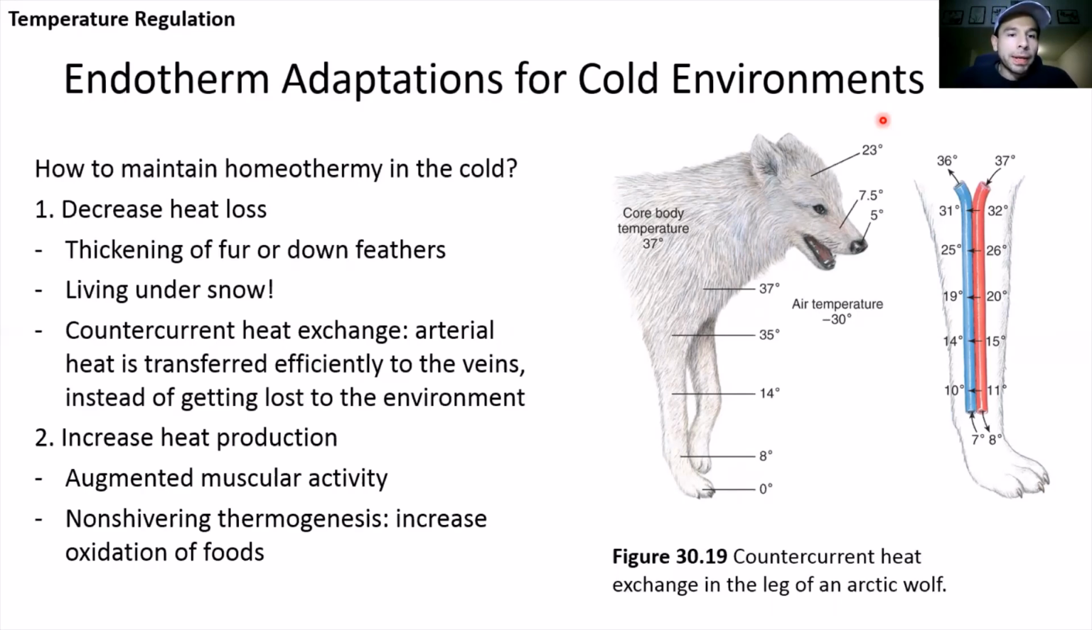The other strategy for maintaining homeothermy in the cold is to increase heat production. And an animal can do this with augmented muscular activity, which is when we're cold, we start kind of jumping in place, doing a little shadow boxing, going like this, right? Trying to increase our muscular activity, which could be voluntarily or involuntarily by shivering. And there's also a process called non-shivering thermogenesis, in which the body just starts making heat by increasing the oxidation of foods.